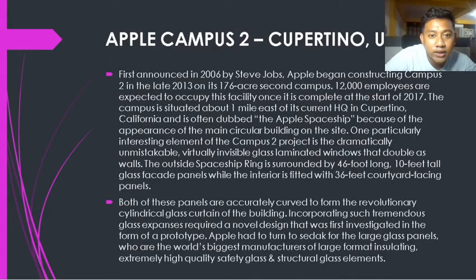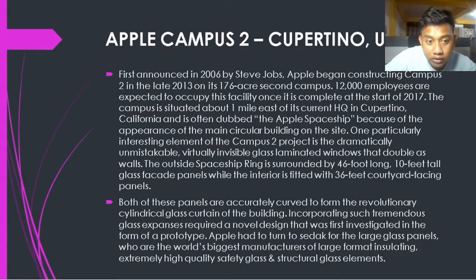First announced in 2006 by Steve Jobs, Apple began constructing Campus 2 in late 2013 on its 176-acre second campus. 12,000 employees are expected to occupy it. This facility was expected to be completed, and nag-start na ng 2017. The campus is situated about 1 mile east of the current headquarters in Cupertino, California, and is often dubbed the Apple Spaceship because of the appearance of the main circular building on the site.